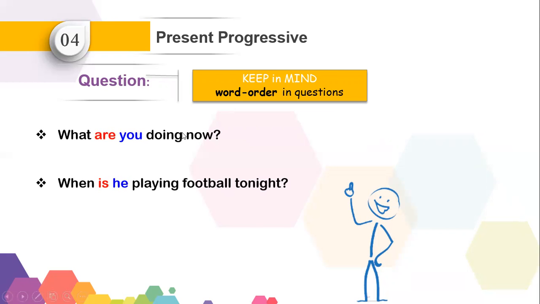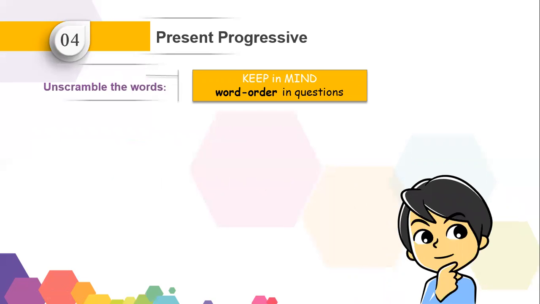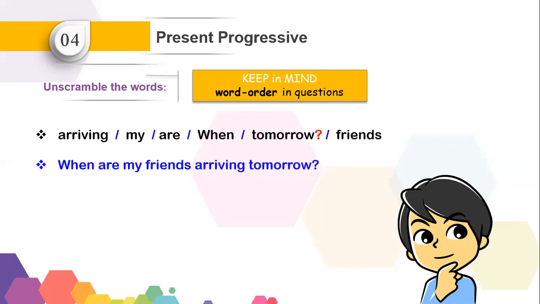If you're going to use the first type, yes, no question, we're going to start with am, is, are. Are you studying now? Is he going to Mecca next month? And so on. The second type is question words. To ask using question words, سؤال بكلمة استفهام, as in what, when, and so on. This is an example of how to form a question.